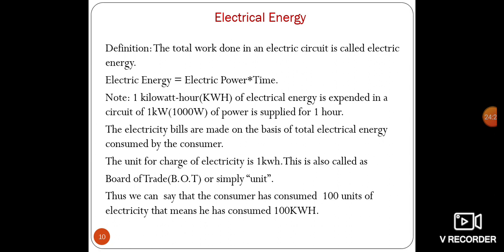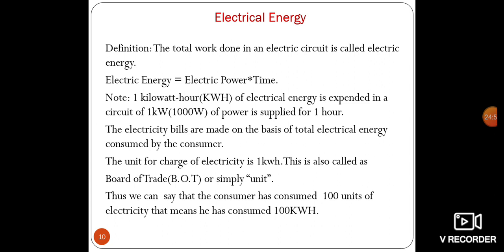Electrical energy. We will understand what is basically electrical energy. The total work done in an electric circuit is called electric energy. So the total work done by the electric circuit for the movement of electrons, or the flow of current, is called electric energy. Electric energy is electric power into time. So how much power is used, or how much work is done, for a particular time, that is called electric energy.